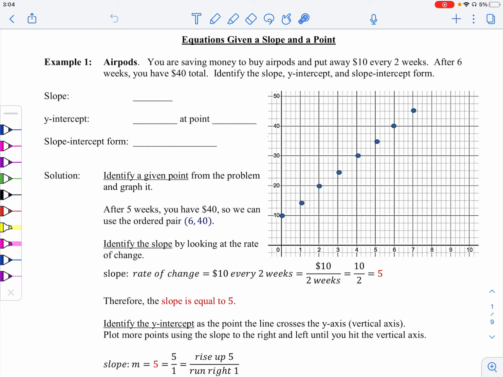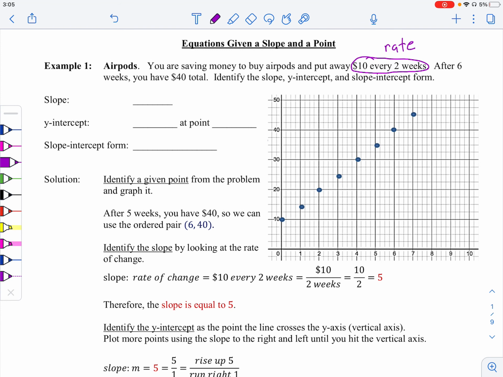So we can tell already, $10 every 2 weeks, that sounds like a rate, right? That's our rate. Like $20 an hour, 50 miles per hour, $100 a week, $500 a month. Those are rates. So $10 every 2 weeks is a rate, which is also our slope. Our slope is our rate of change. Those are the same thing.